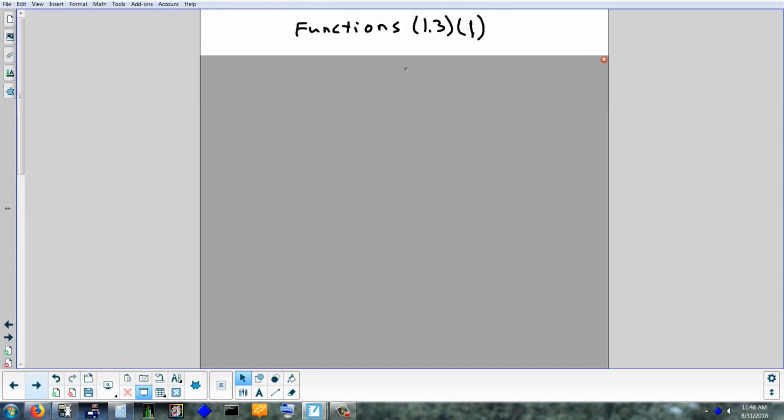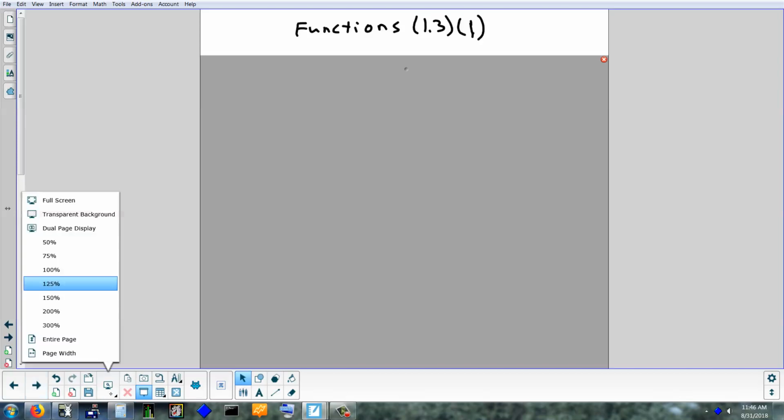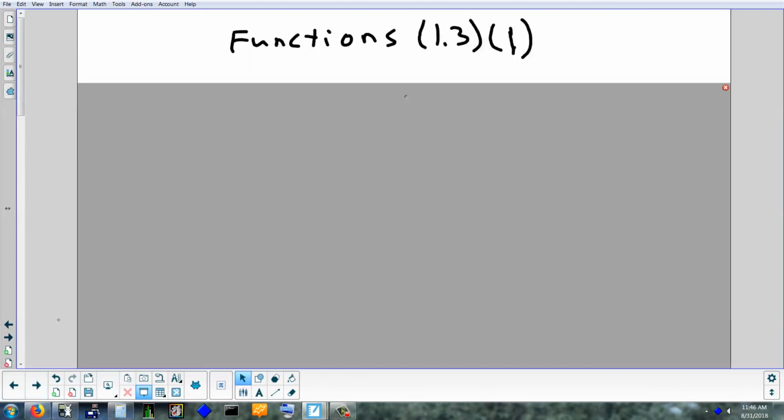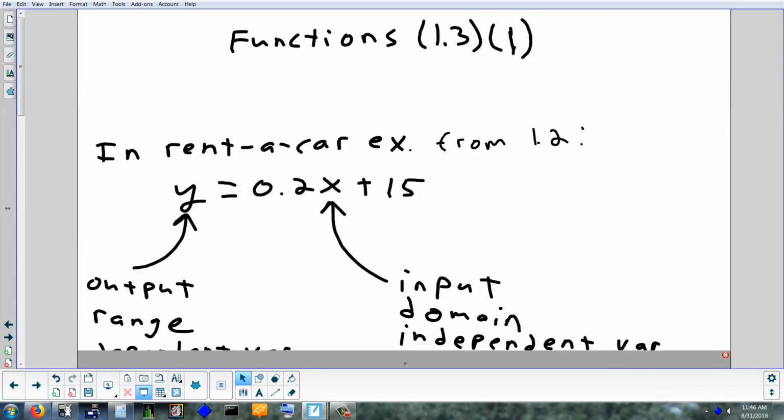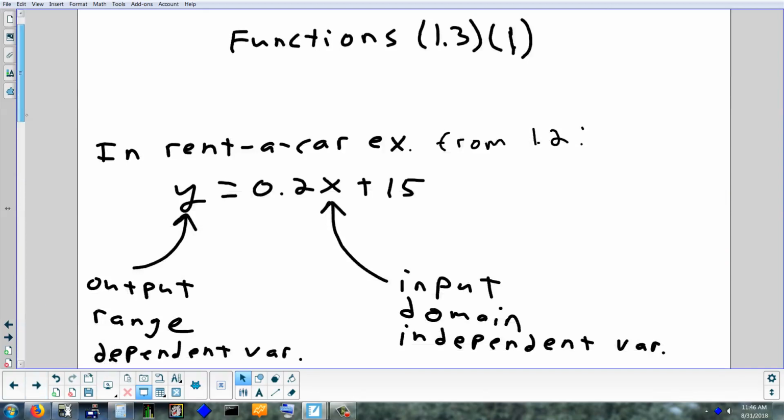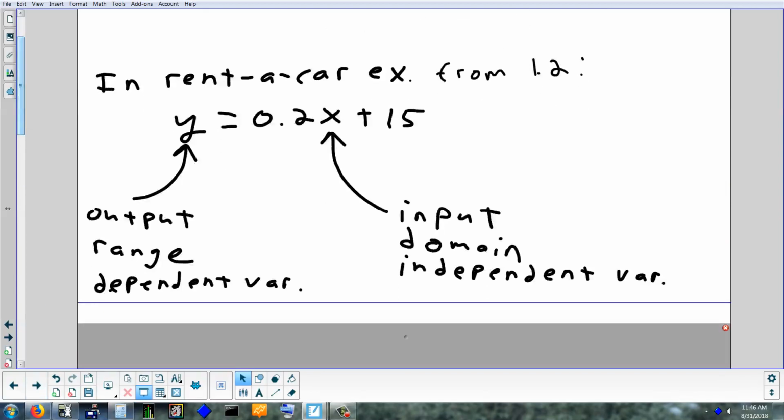All right, so last thing we'll finish up with, we're not going to get through this all today, is section 1.3, and that's on functions. So kind of going back to that rent-a-car example where Sarah rented a car. I use these terms, but we didn't really write them down, what X and Y are called.